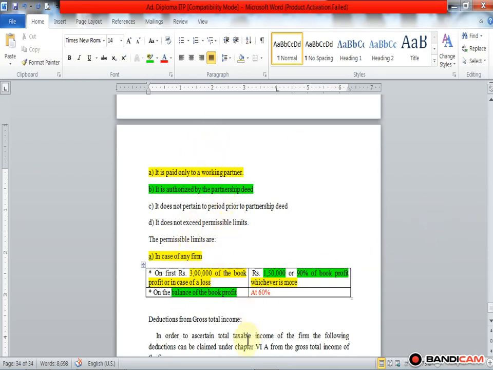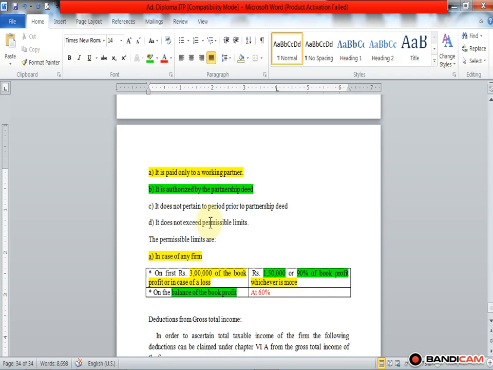This part of the partnership firm is very important during computing the total taxable income of the firm. Other points are very easy. We compute the income or gain of business or profession.